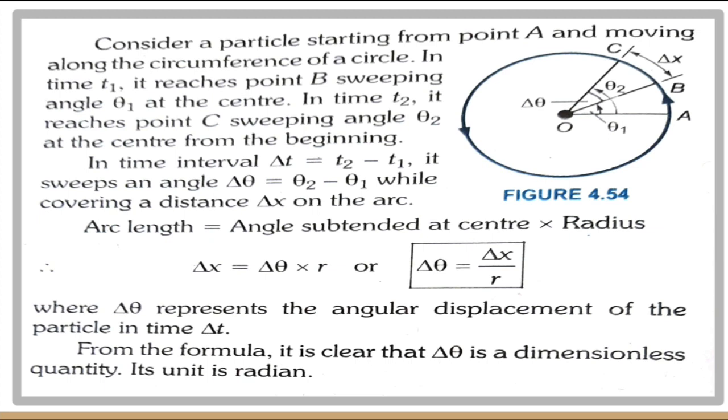From the definition of plane angle, we can write that arc length by radius is the angle subtended by the ends of the arc. So, delta theta is equal to delta x by r, where delta x is the distance covered by the object along the circumference of the circle during the time interval delta t. So, delta theta gives the angular displacement. It is a dimensionless quantity and its unit is radian.